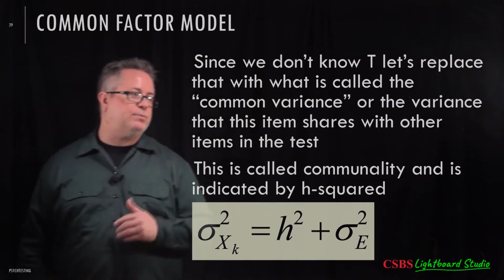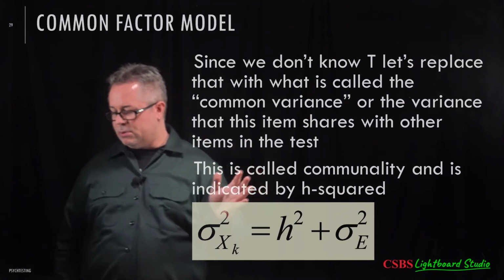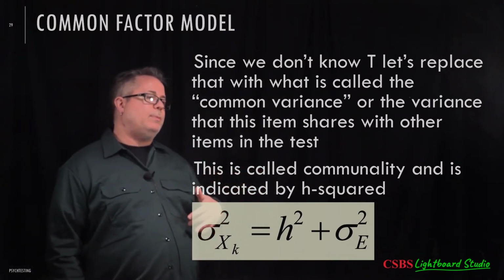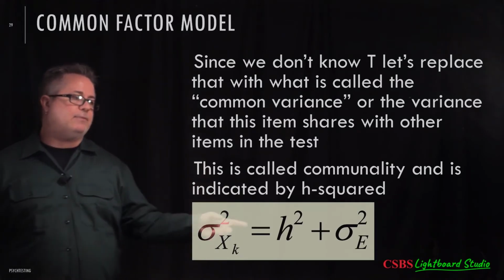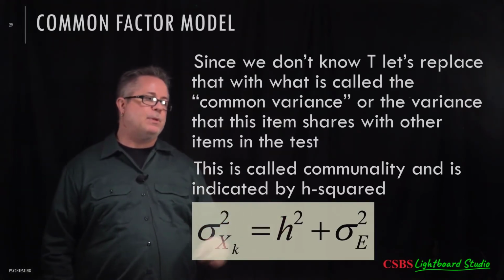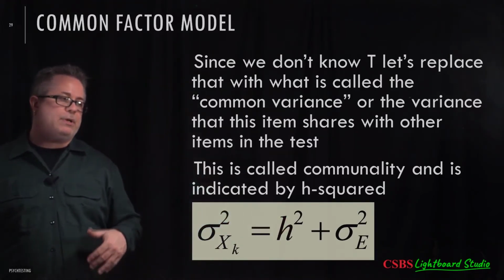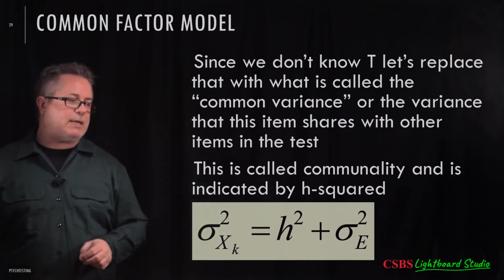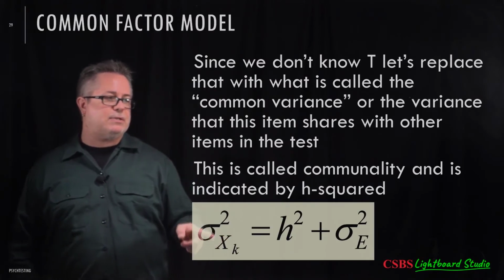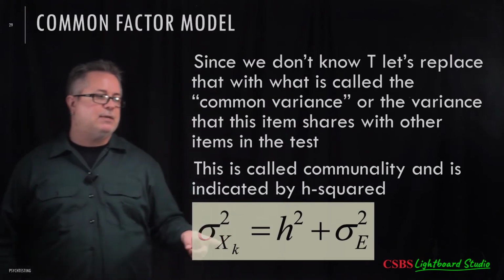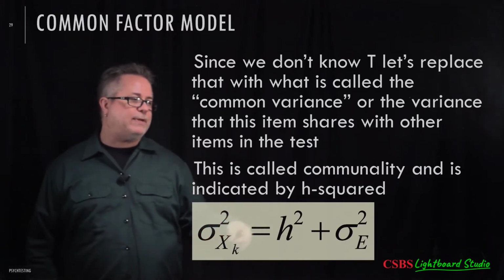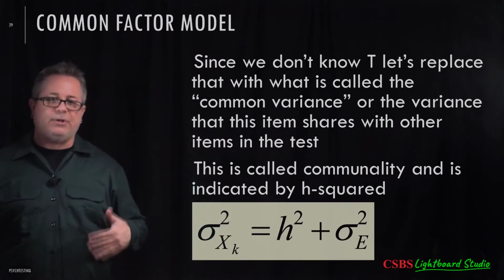Since we don't know T at all, it's hard to identify it, right? We're going to replace this idea of T, the true score, with something called the common variance, or the variance that the item shares with other items on the test. So for this scale, test X, with item K, I want to know what part of K is likely related to the true score.